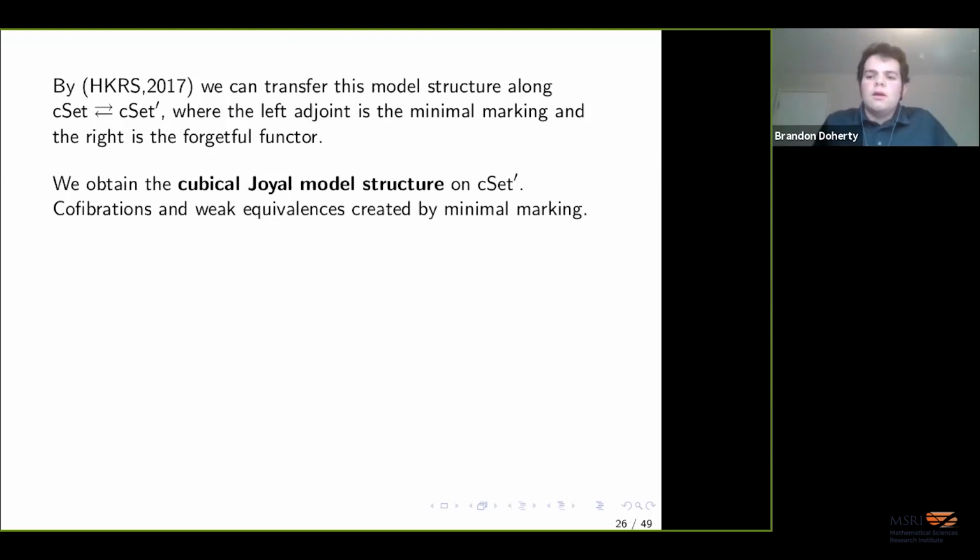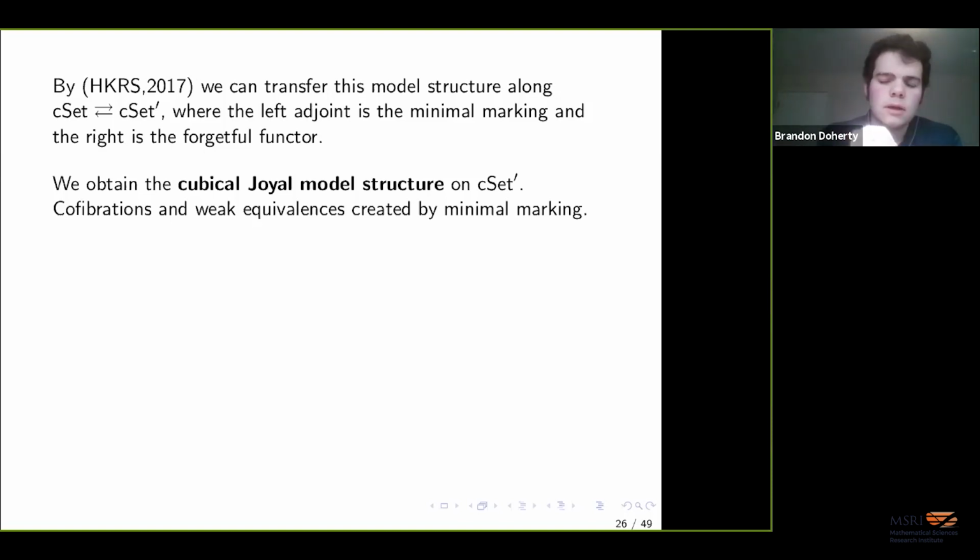Okay, right. So now what we're going to do is use this model structure on marked cubical sets to get a model structure on structurally marked cubical sets. There's a result of Hess, Kędziorek, Riehl, and Shipley, which allows us to transfer model structures along adjunctions in very general settings. So we can apply this result to the adjunction between cubical sets and marked cubical sets, in which the left adjoint is the minimal marking functor, and the right adjoint is the forgetful functor that just takes a marked cubical set and removes the markings.